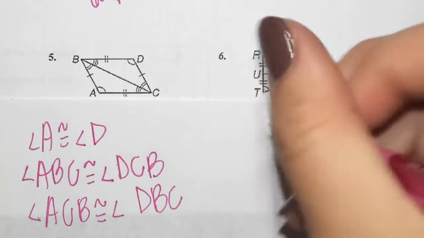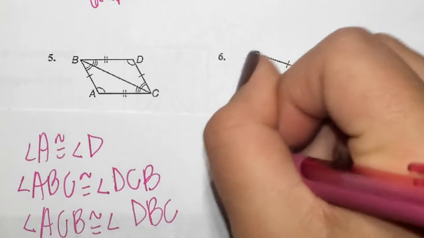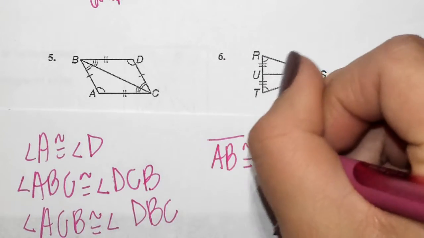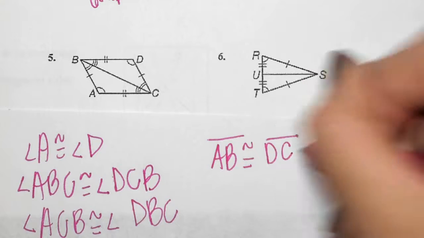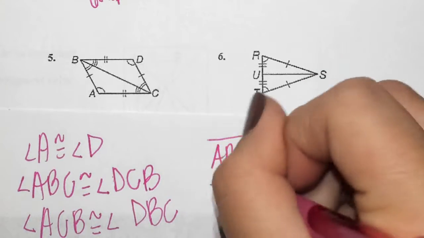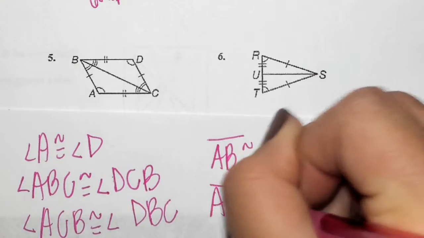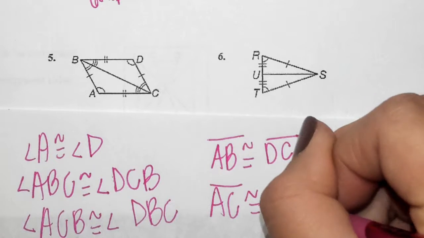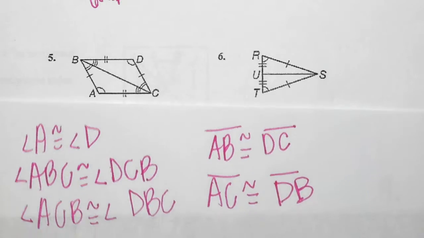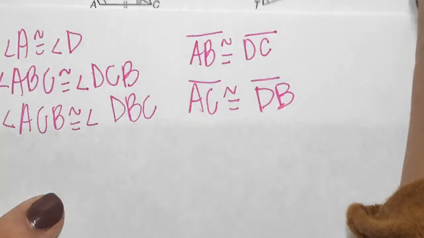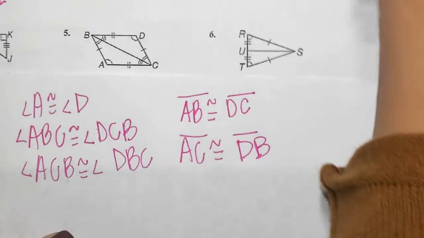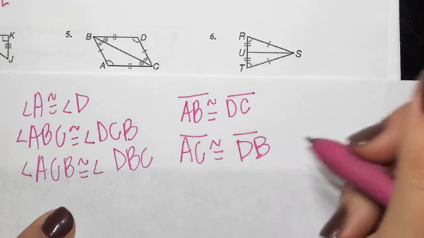So now do your 3 sides. Side AB is congruent to side DC. Side AC is congruent to side DB. And then your last side, doesn't the reflexive property have an X in it?